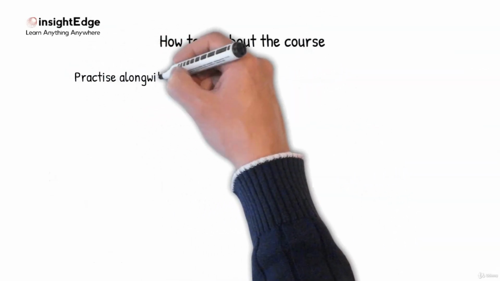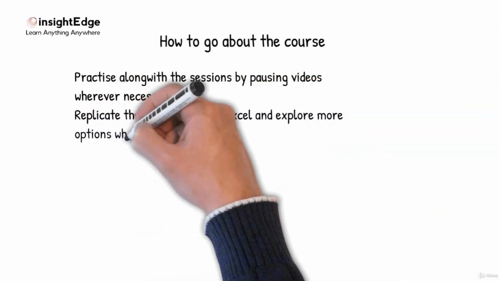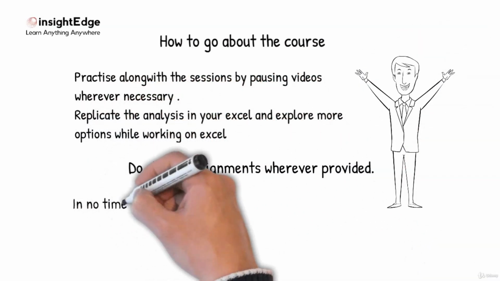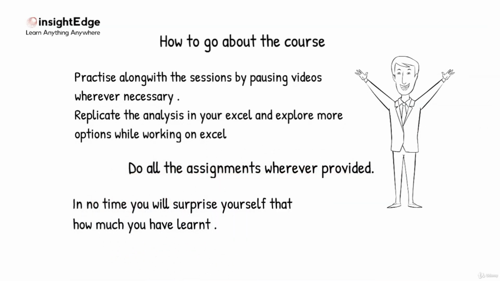How to go about the course? The best way is to practice. You have to practice along with the session by pausing videos wherever necessary. Replicate the analysis in your Excel and explore more options while working on Excel. Do all the assignments wherever provided. And in no time, you will be surprised to see how much you have come and how much you have learned. So see you there.